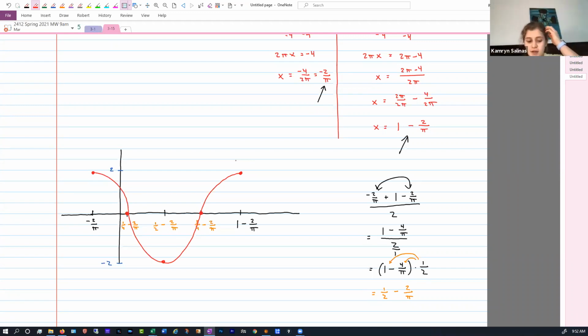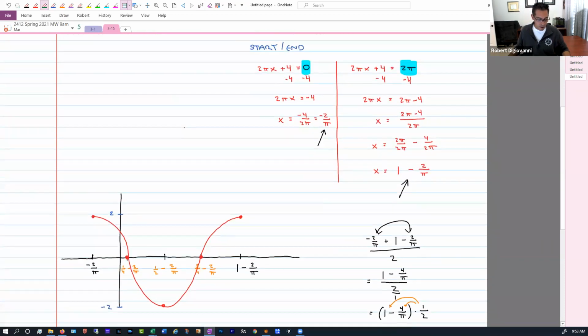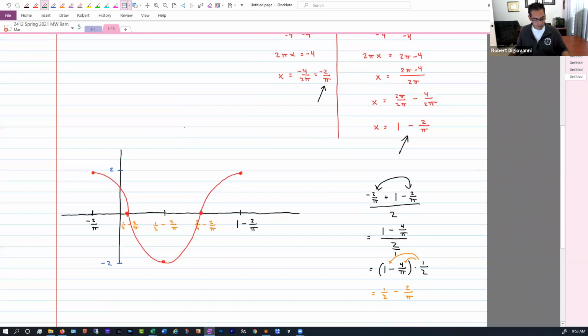Sir, since there's a +4 at the very end, don't the points move up 4? Yeah, so this is the graph, and now if we have any sort of vertical shift, we need to move it. So we go up and look at our +4 right here. That takes every point and moves it up 4. So this is not our final picture. We've got to move it all up 4.